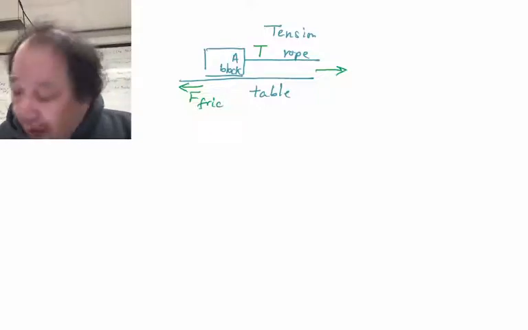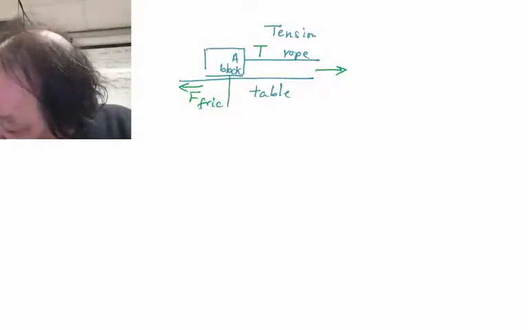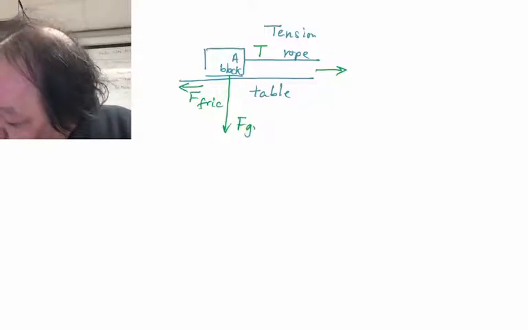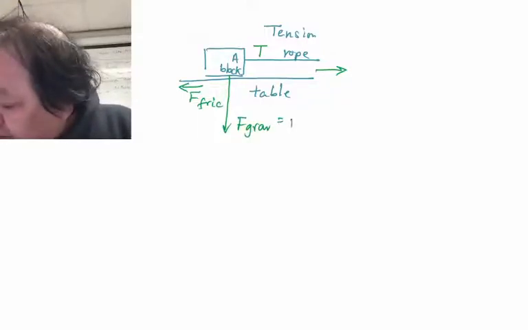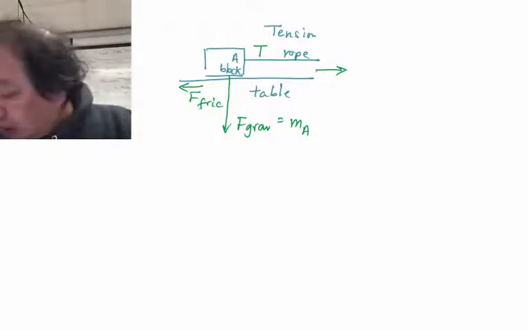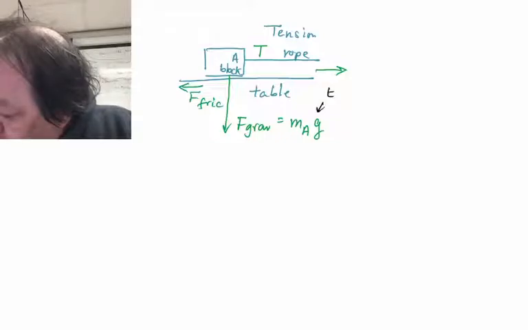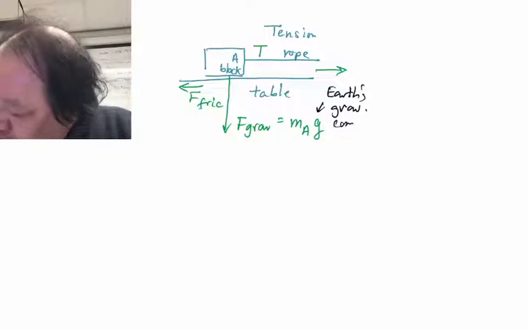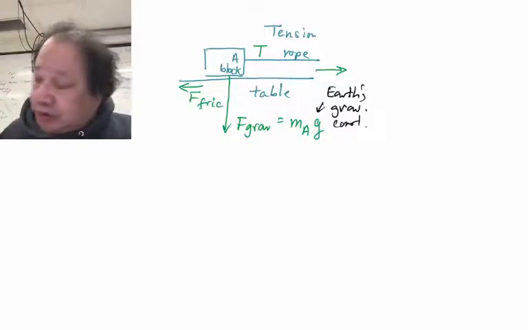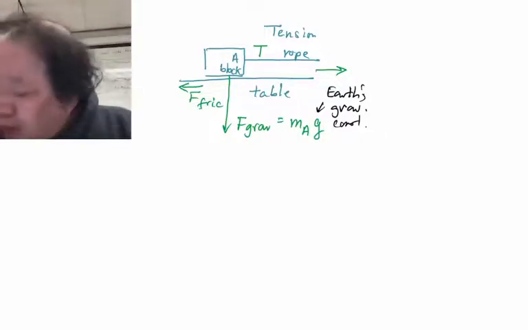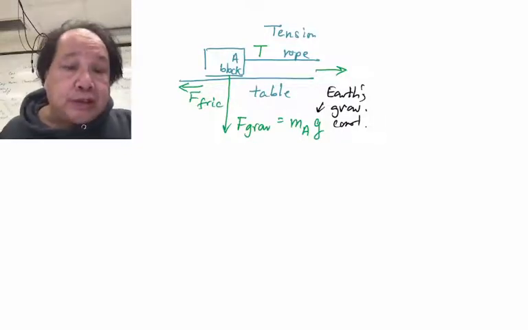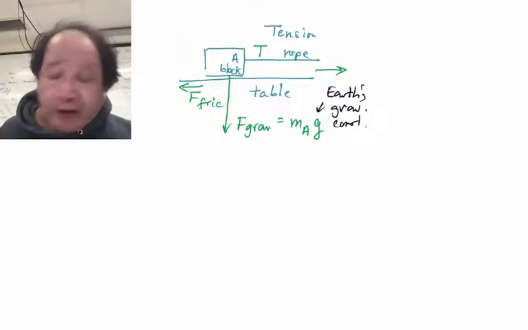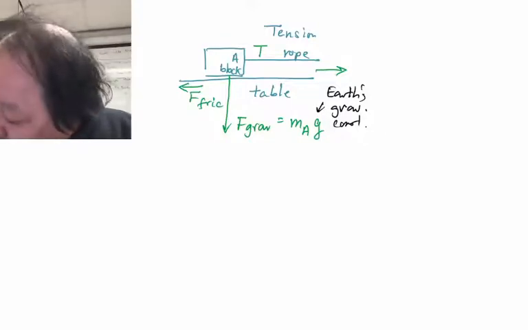Block A has a mass, so it has a gravitational force, F grav, which is equal to the mass of A times the gravitational constant of the Earth. And there is a fourth force from the table. The table is resisting the downward acceleration from gravity. It's pushing back up. This is called the normal force, F normal.